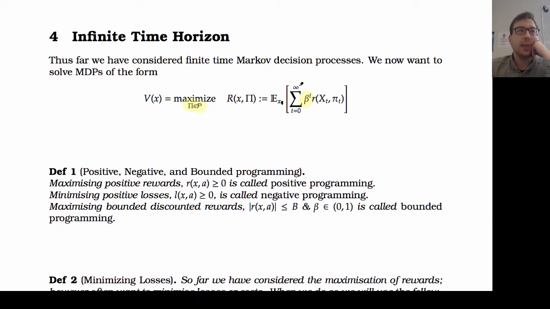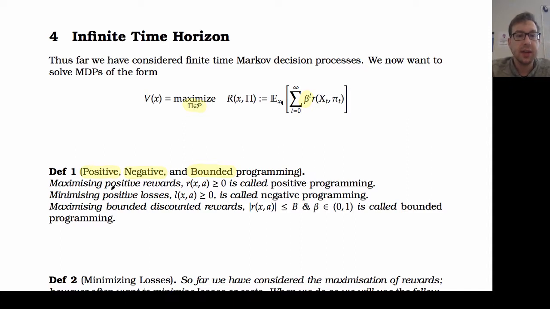Now things get a little bit more complicated in some respects when we go to infinite time. We have to distinguish between different cases where the theory is going to work. Because we don't have a finite time problem, we have to be a little bit more careful about what conditions we have on our model, so that when we solve Bellman's equation, we can make some meaningful interpretation about what that means about the optimal solution. So we're going to divide things into 3 cases: positive programming, negative programming, and bounded programming. So what are those?